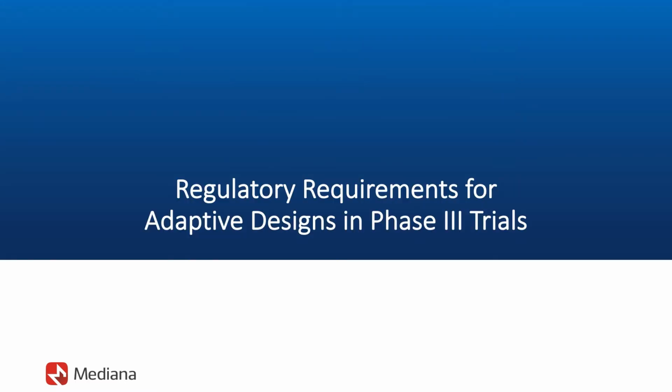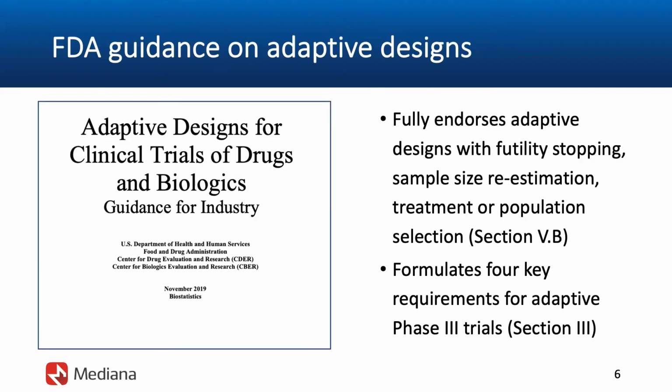In this section, we will provide a review of regulatory requirements for adaptive designs used in phase 3 or confirmatory trials. In this section, once again, I will talk about key regulatory requirements for adaptive designs in a confirmatory setting. We will go over 4 key requirements for adaptive phase 3 trials.